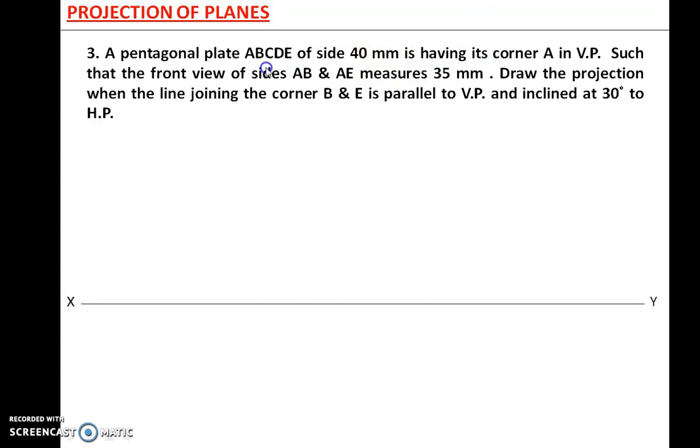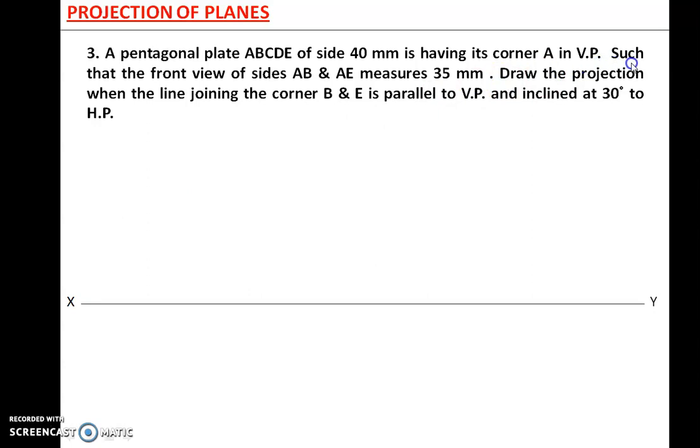And it is said that out of these 5 corners, corner A is in VP. So from this particular line, I can assume that let the complete pentagonal plate be resting on VP. So this will be the assumption for the first step. Now if the complete pentagonal plate is resting on VP, the true shape will be seen in front view. Here you will get the true shape.